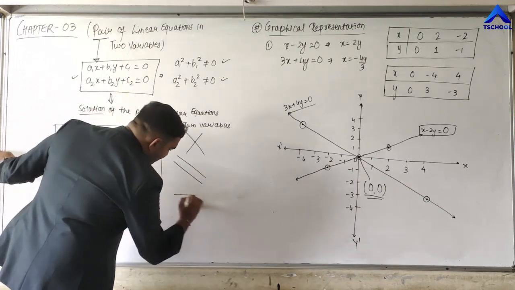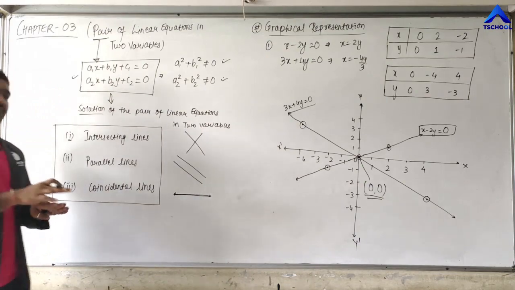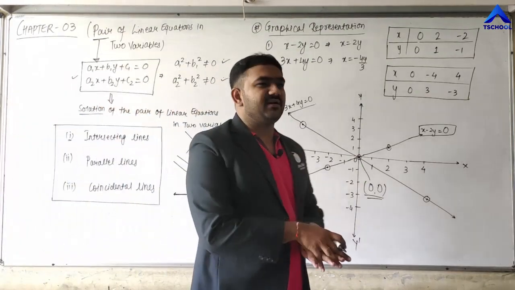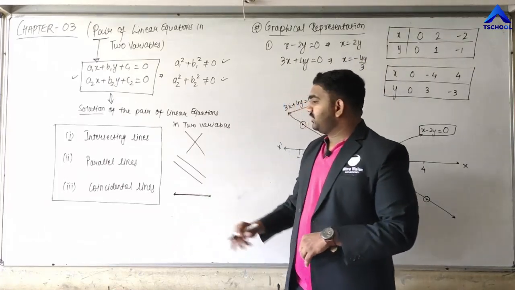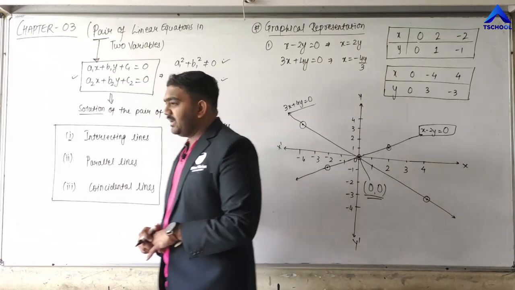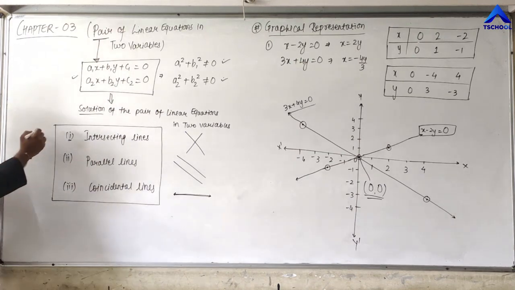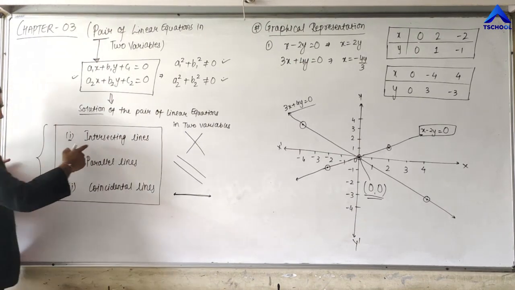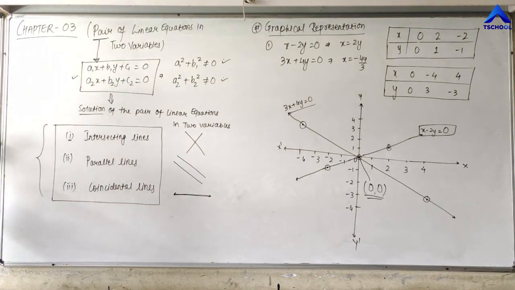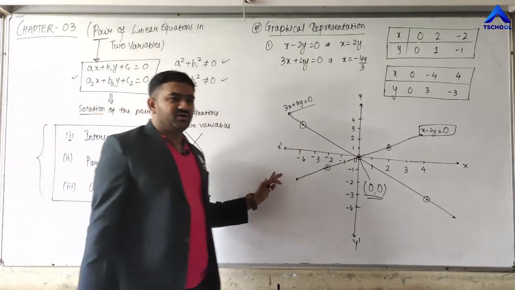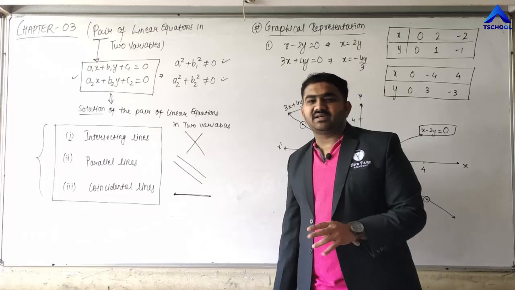And coincidental lines refers to the same line on itself. That means one equation representing a line will overlap the other equation representing a line. So they are also known as coincidental lines or coincidental equations. So the solution to a pair of linear equations in two variables will have one of these three natures. Again, intersecting lines, parallel lines, and coincidental lines. So now from this graph you might come to know how you can get the solution to a pair of linear equations in two variables graphically.